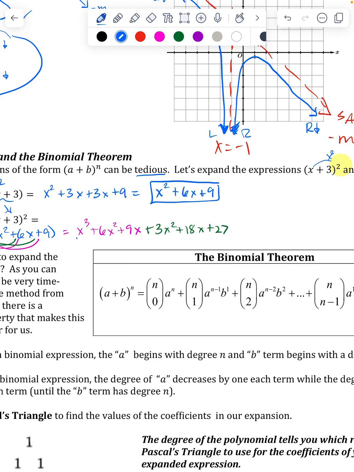And I would look for, I just have this 1x cubed. I have a 6x squared plus 3 more.